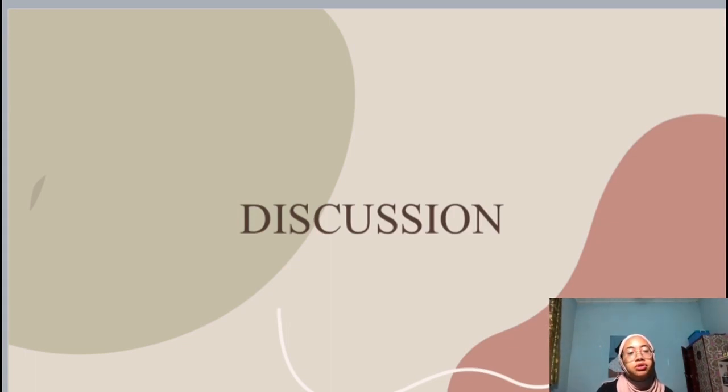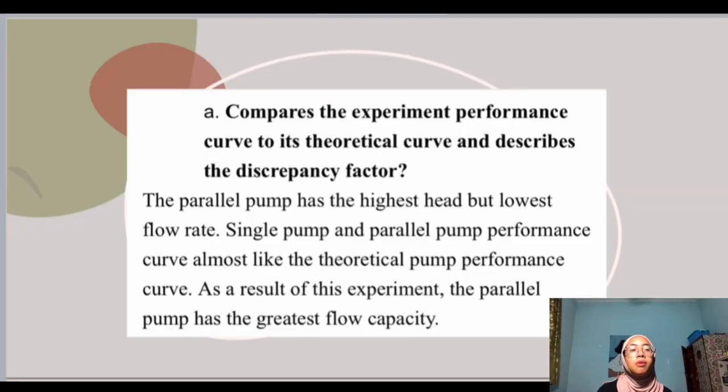So I'm going to present about the discussion of this experiment. The first one is to compare the experiment performance curve to its theoretical curve and describe the discrepancy factor. So for the parallel pump, it has the highest head but has the lowest flow rate. Single pump and parallel pump performance curves are almost like the theoretical pump performance curve. As a result of the experiment, the parallel pump has the greatest flow capacity.